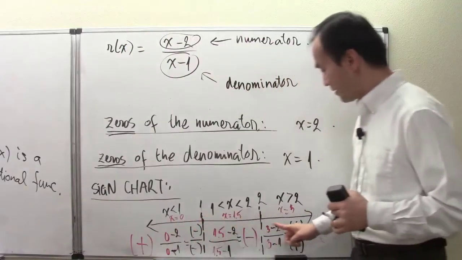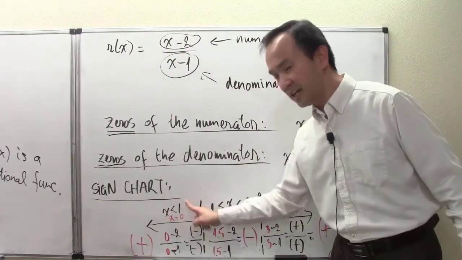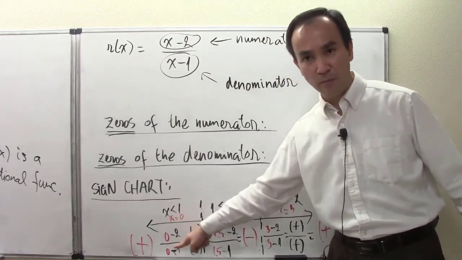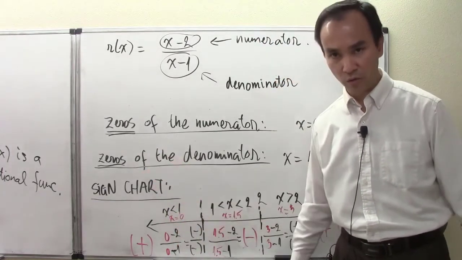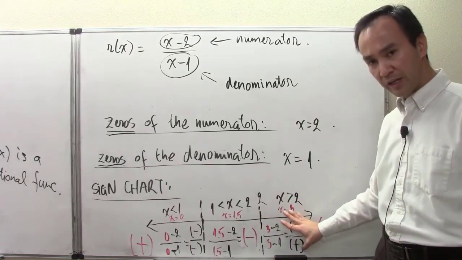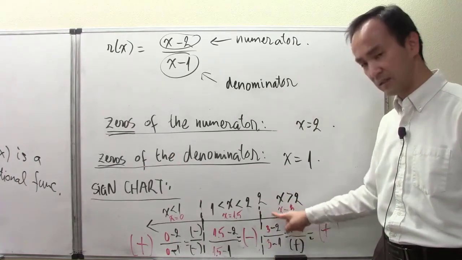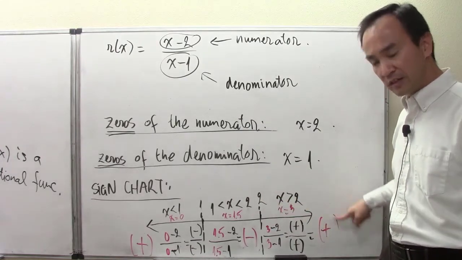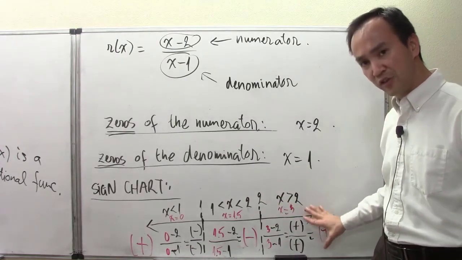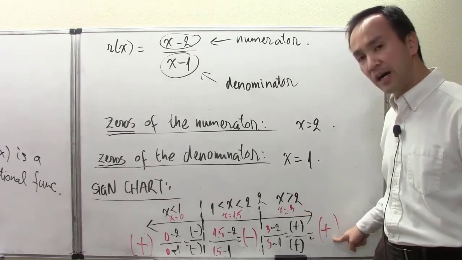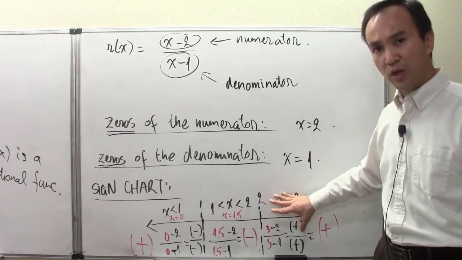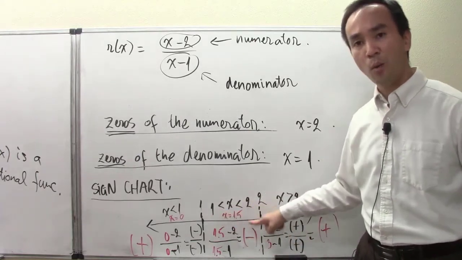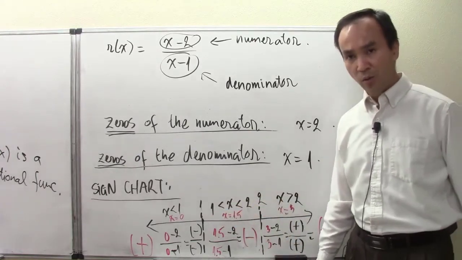So, which values? This interval of values for x is making the whole rational function output positive. That's not what we want. This one right here, anywhere x greater than 2, this entire interval, using the sign chart, we know that the function outputs will come out positive. This interval is not what we want. The interval we want is here, anywhere between 1 and 2.